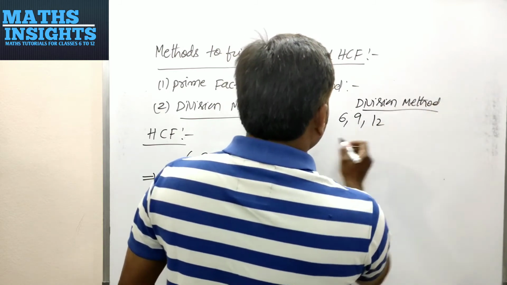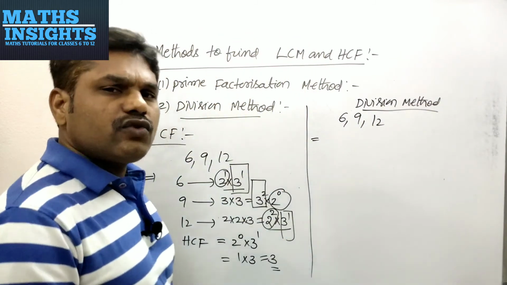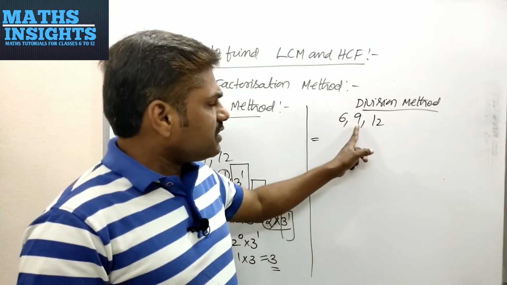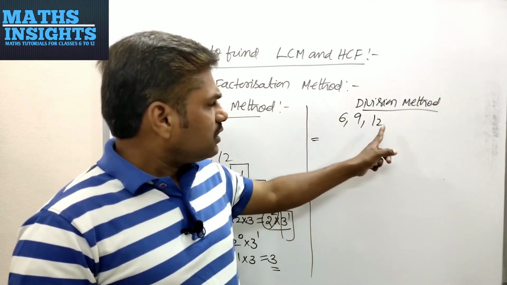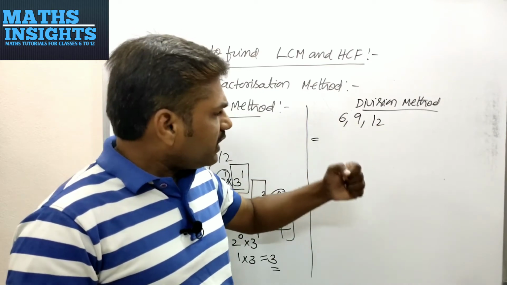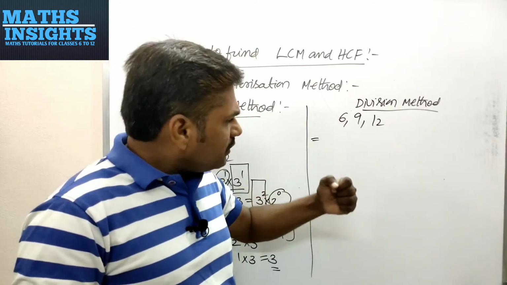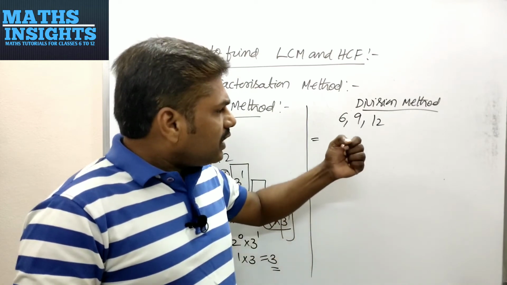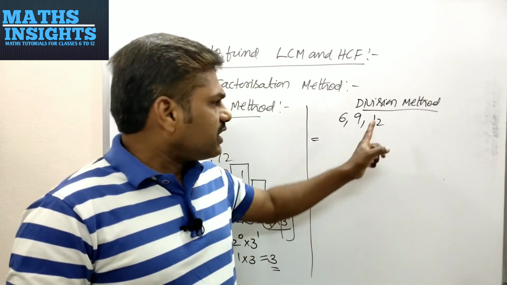Okay. So in this, you may take any 2 numbers, either 6, 9, 9, 12, 12, 6. First find the HCF of those two. After finding the HCF, we find the HCF of the obtained HCF and the remaining number.